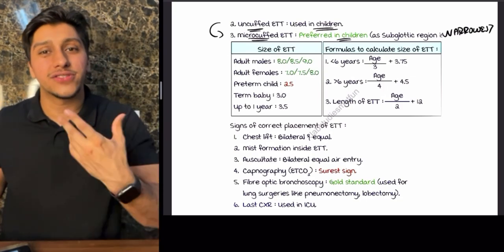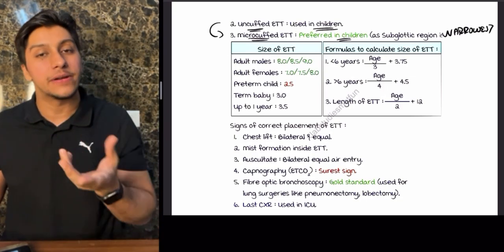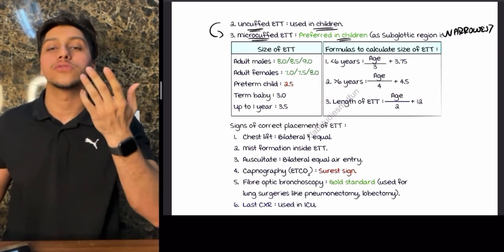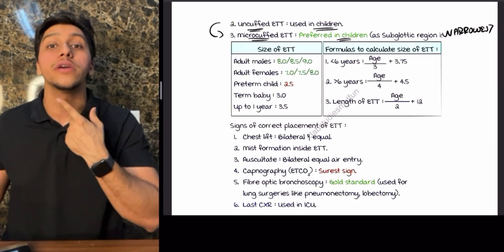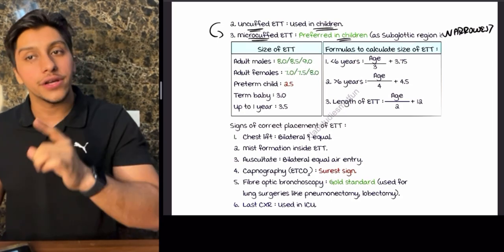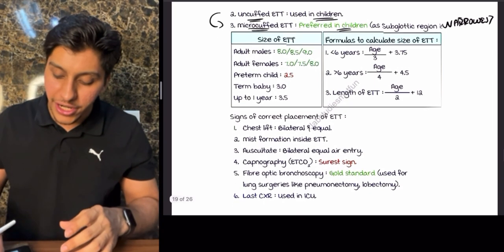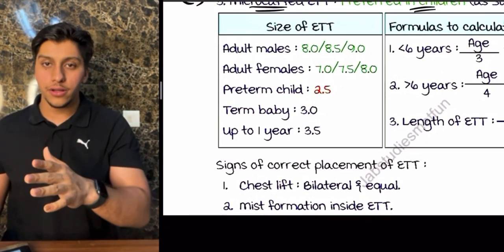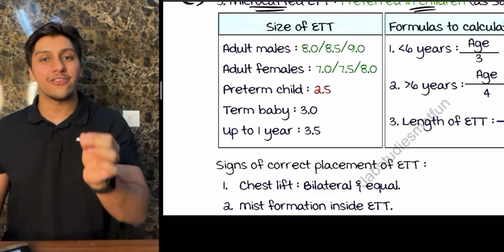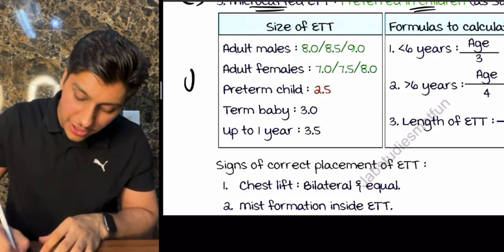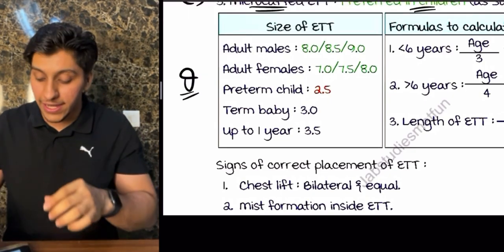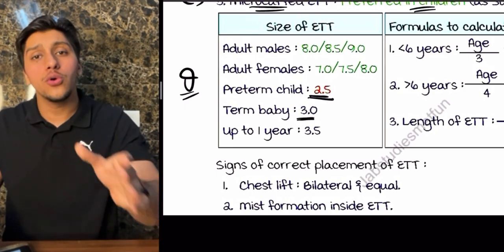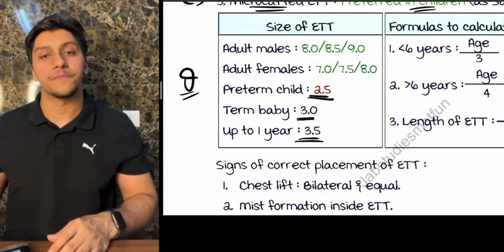So it already does not require the risk of a cuff because it can help itself in preventing aspiration. But in adults, among the supraglottis, glottis and infraglottis, the narrowest part is the glottis region. So for that we need a cuff. Talking about the size of the endotracheal tube, remember in adult males you can usually put 8, 8.5 or 9. In females you can put 7, 7.5 or 8. A very important PYQ: in preterms you can put a size of 2.5. In a term child you can put 3. And up to 1 year of age you can put 3.5.